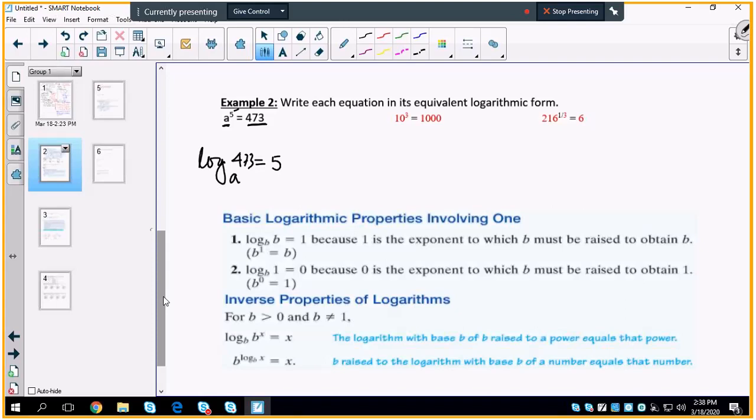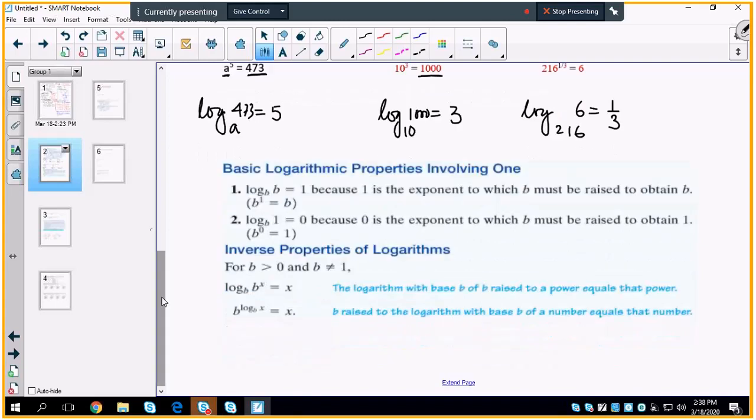Similarly, base is 10, so I will say log base 10. Input is 3, that should be the output for the log. Output for the exponential is 1000, should be the input for the log. Log base is 216. Output for the exponential is 6, input for the log. Input for the exponential is 1/3, output for the log. These are the answers for the equivalent forms of exponential and logarithmic equations.